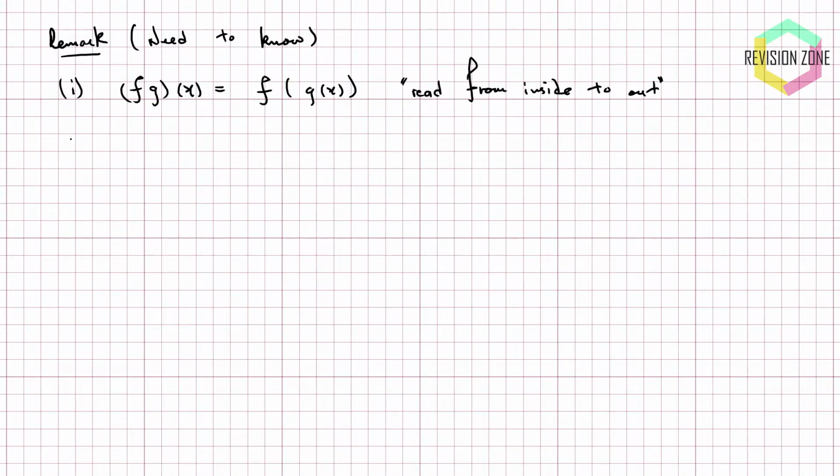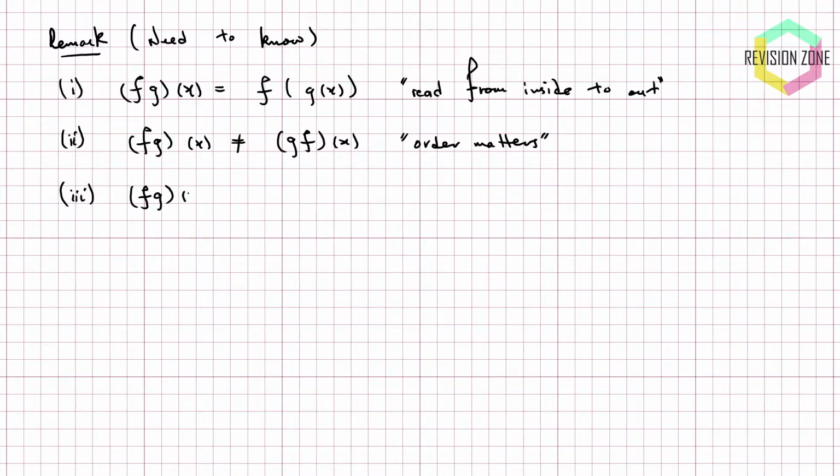The second thing I would say is, as we've already seen, that order matters. So f of g of some input x is not the same thing as g of f of some input x. So just be very careful about that when you're doing these things, and be very conscious of which way around you're doing them.